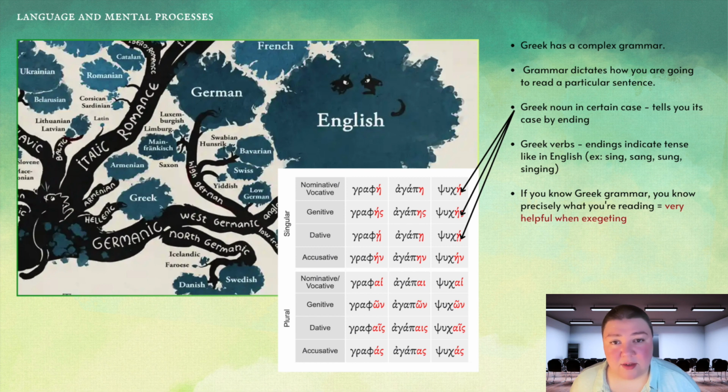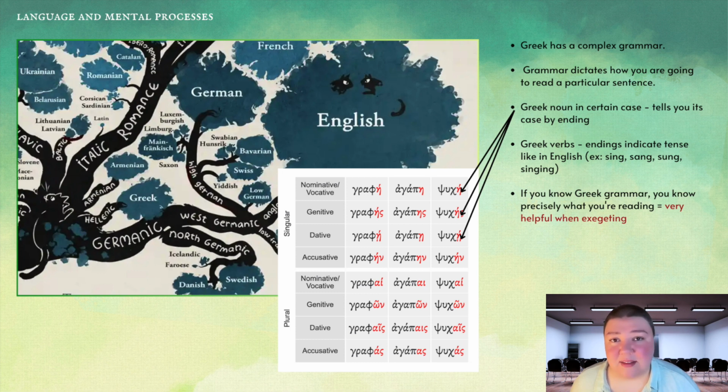When you look at a Greek word, say it's a noun, it will be in what we call a certain case. And you'll know which case a noun is in because the word's ending tells you. If you come to another word, a verb this time, it will tell you if it's past, present, future, perfect, by its ending, just like in English. And so, if you know Greek grammar, you know precisely what you're reading when you read through that string of words. The author has provided you with what you need to understand what he's writing. And being aware of Greek grammar can be immensely helpful and insightful when exegeting.